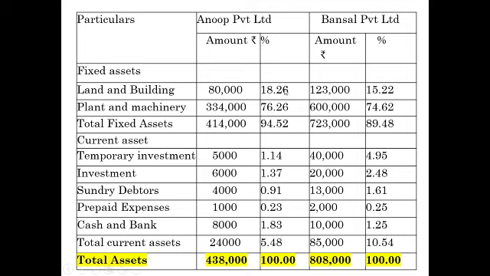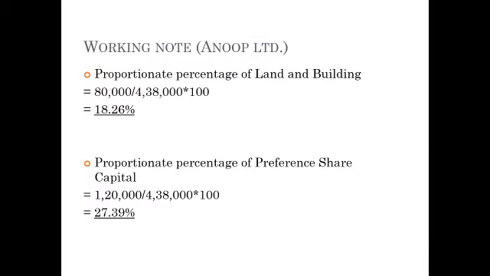Now how will we know that? So how will we get 18.26%? The working note is given for that calculation. The proportionate percentage of land and building is calculated like this: 80,000, the value of land and building, against the total 4,38,000, multiplied by 100. So we will get 18.26%.